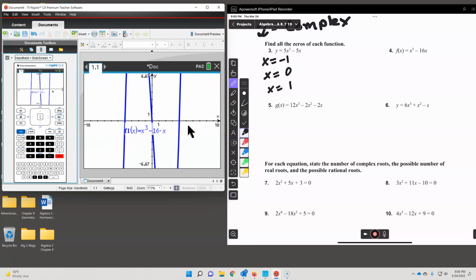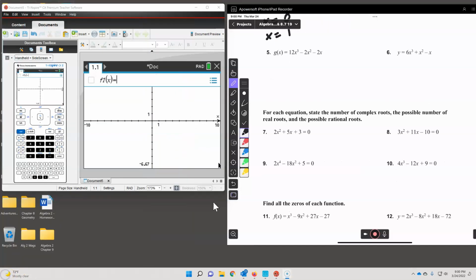I'm not going to do anything. You're going to have to use a graphing calculator so you can find the exact zeros, okay? Number 5 is a continuation of number 4. What you're going to do is you're going to type in 12x to the 3rd power minus 2x squared minus 2x. Go ahead and press enter.